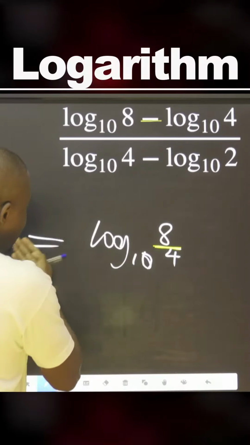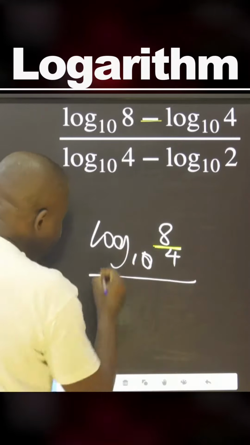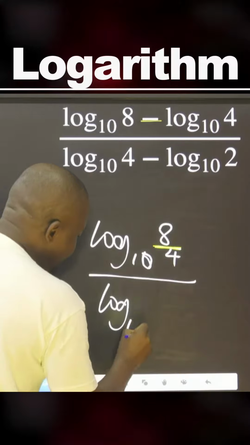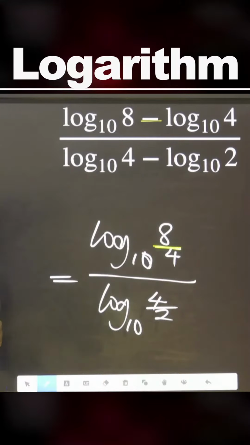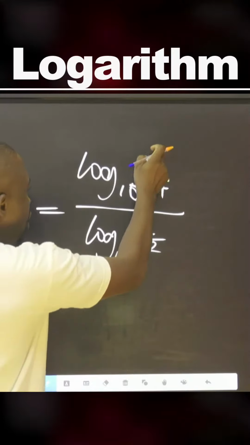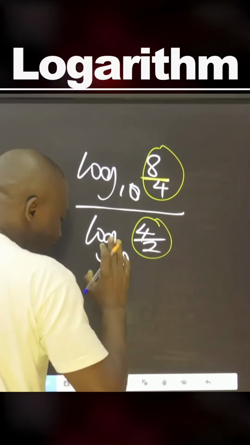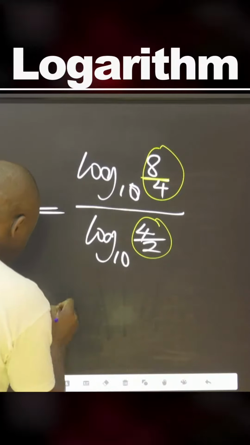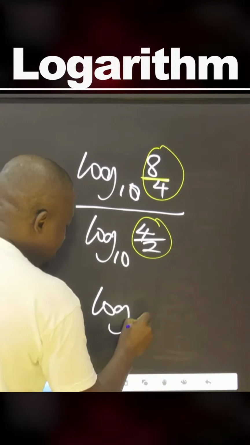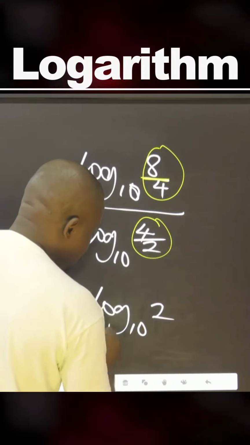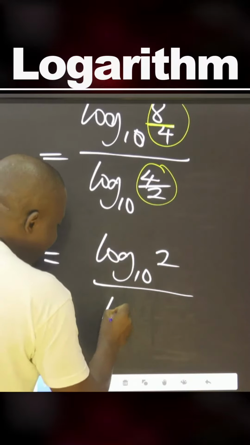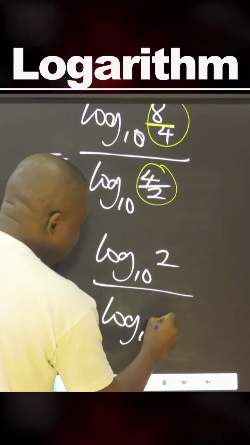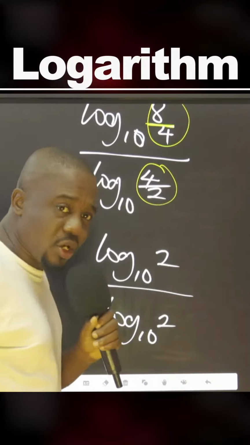Now, I will come to this place now, do the same thing here, take one of them, say 4, divide by 2. Okay? You know what to do here. You know what to do here. Basic arithmetic. That is to say, log this is 2. Because 8 divided by 4 is 2. The same thing with this. This also 2. 4 divided by 2 is also 2.